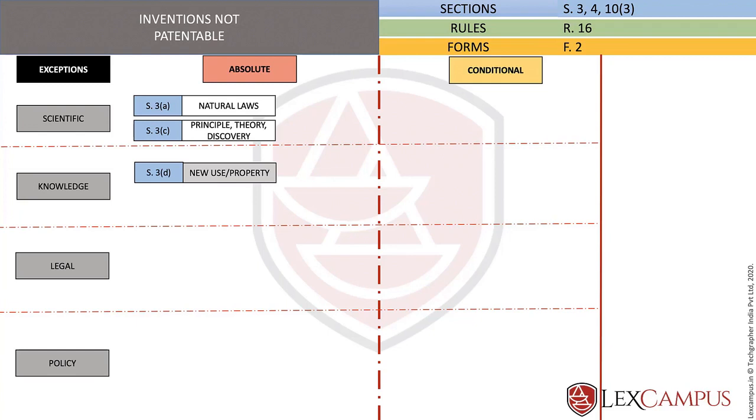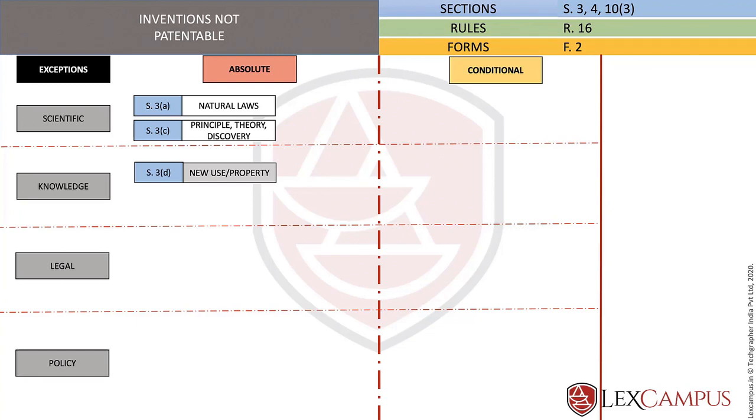Now, under knowledge, we have section 3D. And section 3D, and if you had followed our lectures on section 3D before, you will know that there are 3 parts in section 3D. Now, here we are talking about part 2 of section 3D. The new use or new property of a known substance is not patentable. Now, this is again, all these things come under the absolute bar.